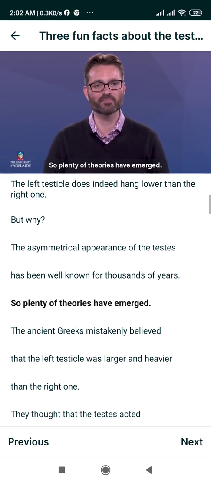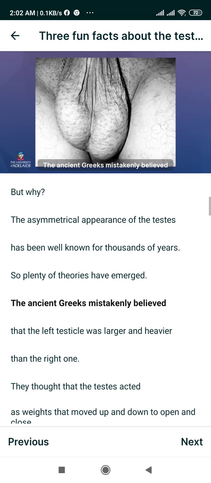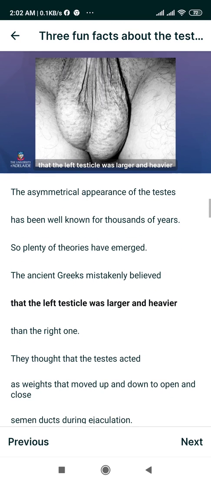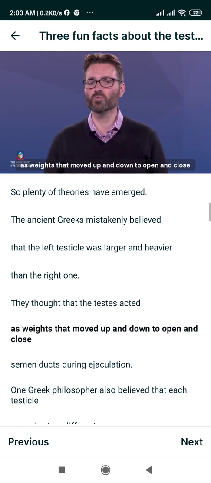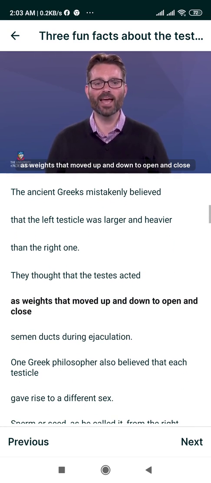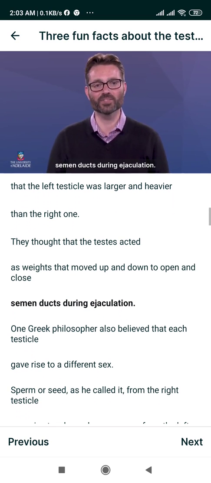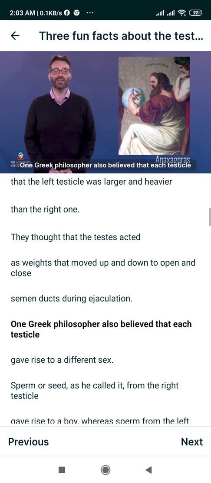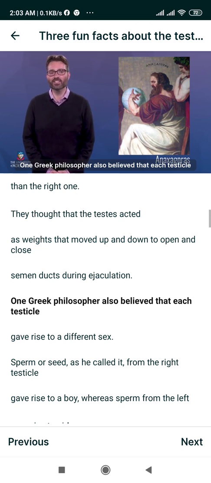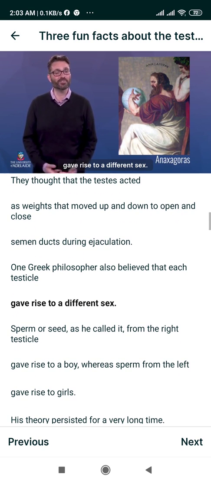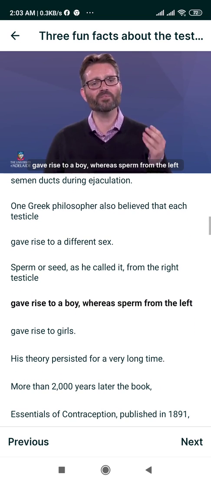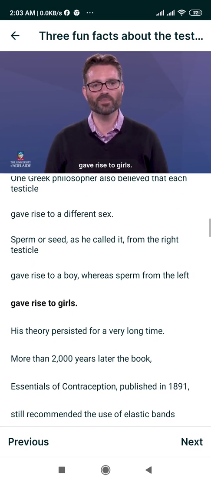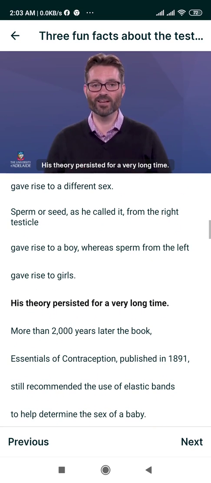The ancient Greeks mistakenly believed that the left testicle was larger and heavier than the right one. They thought that the testes acted as weights that moved up and down to open and close semen ducts during ejaculation. One Greek philosopher also believed that each testicle gave rise to a different sex. Sperm, or seed as he called it, from the right testicle gave rise to a boy, whereas sperm from the left gave rise to girls. His theory persisted for a very long time.